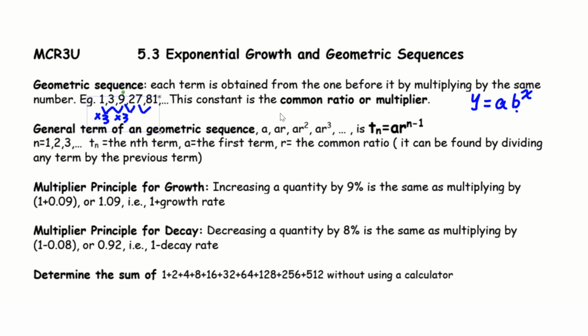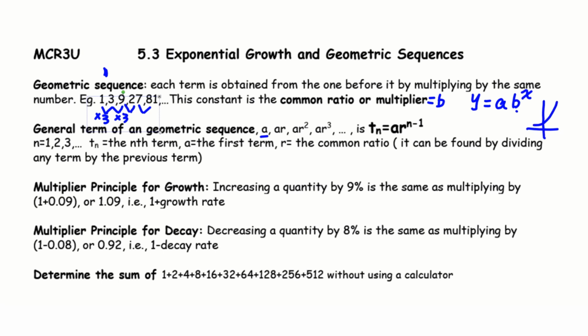This number in a geometric sequence, we call it the common ratio or common multiplier, and in the exponential relation, that is just the base. Because these are ordered numbers, the first term is term 1. We don't start from term 0. When we write the general term or general formula, we use a times r to the exponent n minus 1.